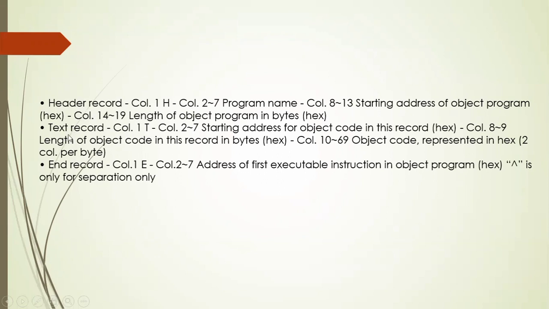The next one is the text record. The first column is T, the second column holds the starting address, the third column is the length of the object code, and the fourth column is the object code represented in hex. Next, the end record just consists of the address of the first executable instruction. All of these should be written in hexadecimal values, which is very important.